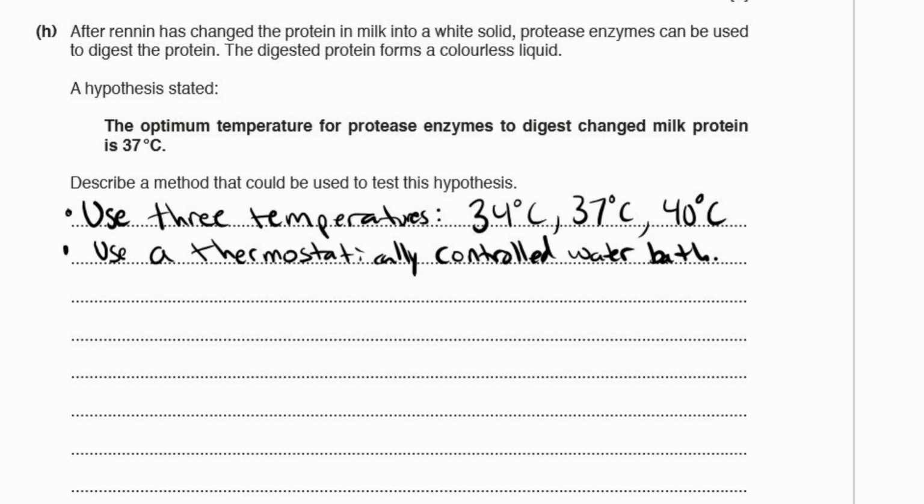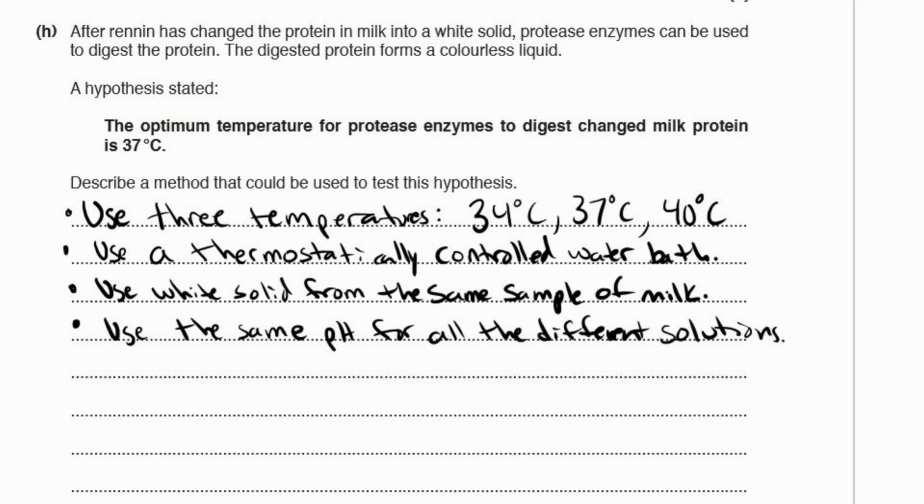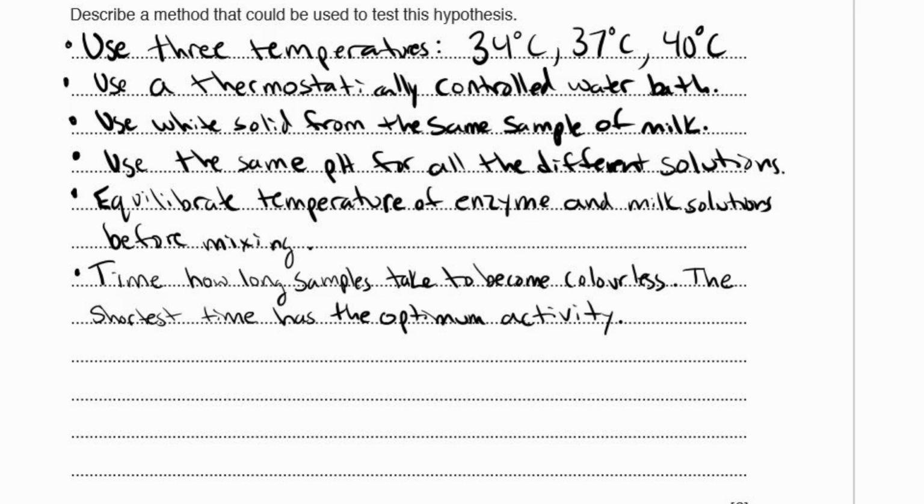Okay. So another thing you'd want to do after that, you'd want to use the white solid or the clot from the same sample of milk. You don't want to take it from different samples of milk. That would be silly because you want to test the same thing. Okay, you'd also want to use the same pH for all the different solutions. After that, you'd want to equilibrate temperatures of enzymes and milk solution before mixing, just like they did in the experiment described. Okay, then you time how long the samples take to become colorless. The shortest time has the optimum activity. And another 2 things you always want to put down when you're describing a method for an experiment, you always want to say, repeat at least twice.